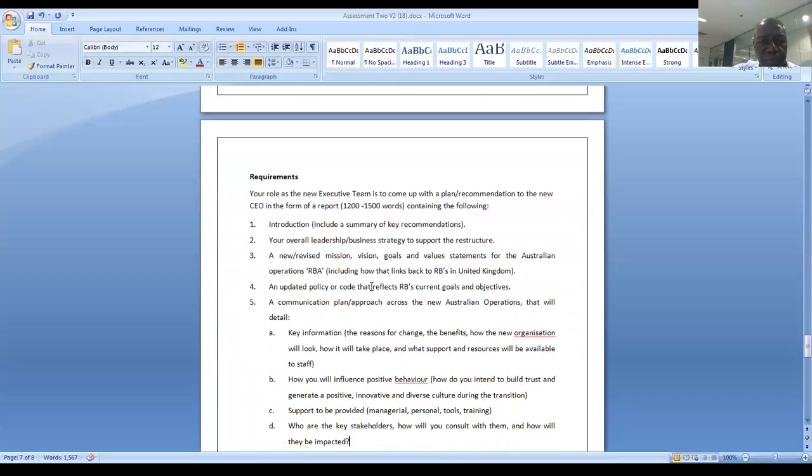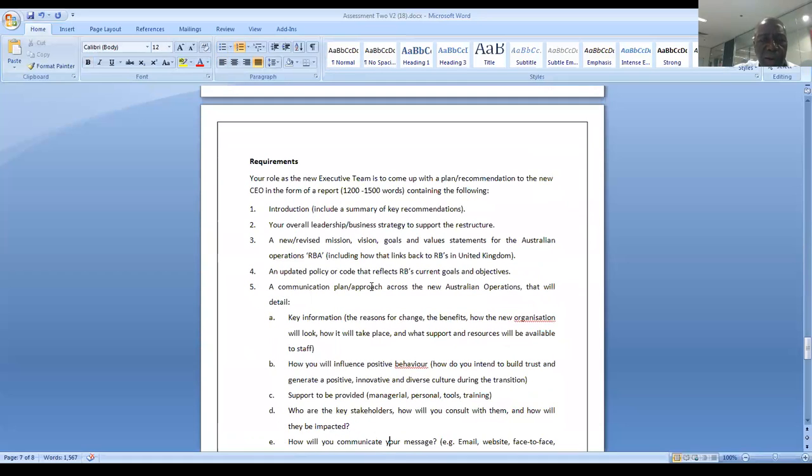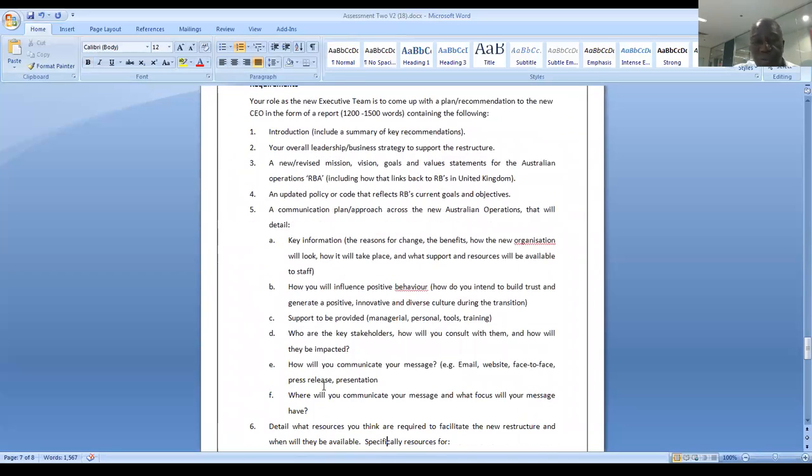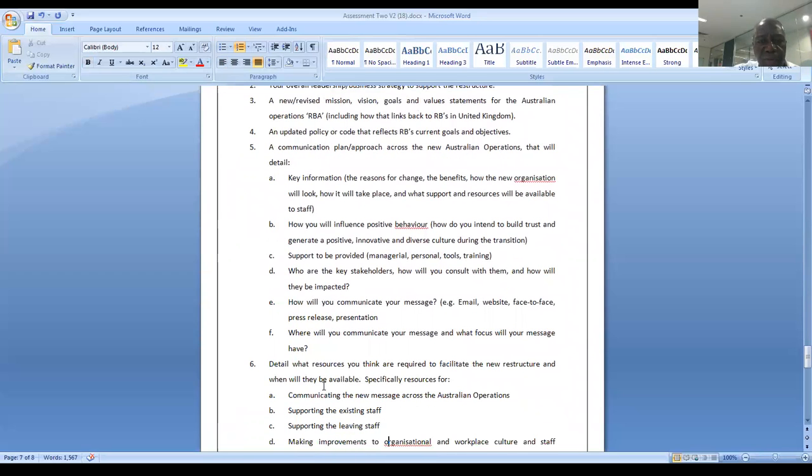When you read this, you're going to write an introduction, then your overall leadership strategy. What leadership strategy are you going to use? You're going to talk about your mission and vision. What is your mission? What is the vision of RB? What do you want to achieve? What is your policy? And what sort of structure are you going to have in the new company?